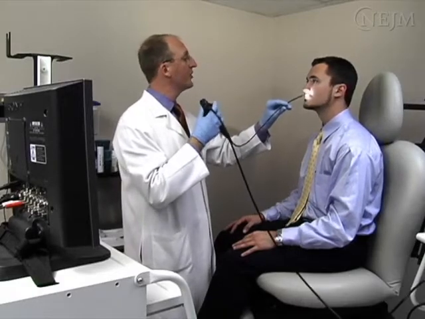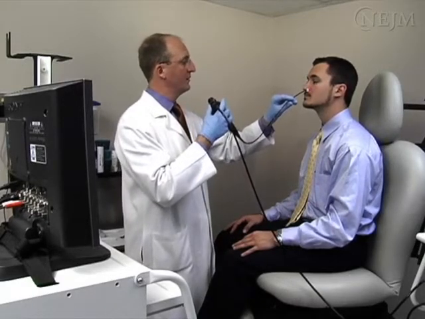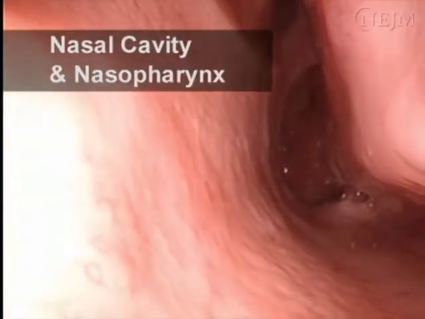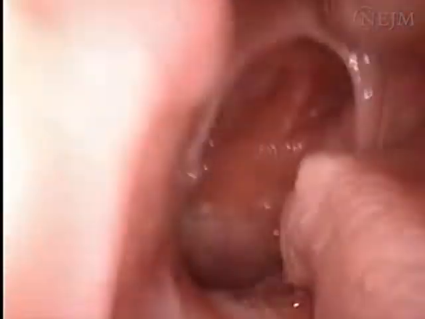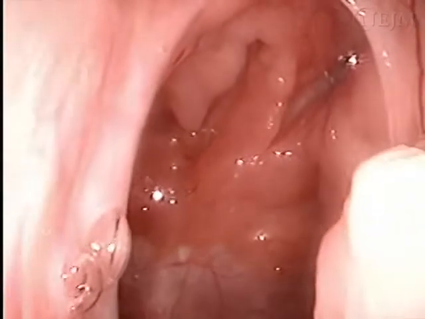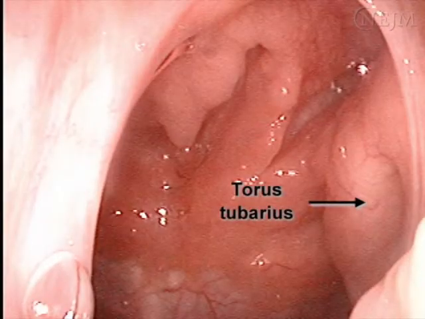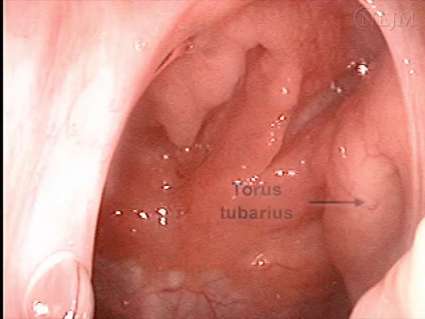Place the tip of the laryngoscope into the nostril, advancing slowly lateral to the septum and medial to the inferior turbinate. Visualize the inferior meatus and follow along the inferior turbinate. Advance the scope into the nasopharynx. Visualize the eustachian tube orifice or the torus tubarius at the entrance laterally to the nasopharynx.